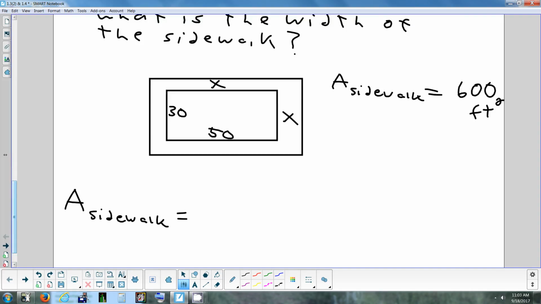Yeah? Find the area of the pool and subtract it from the area of the whole thing, yeah. We'll call this the big rectangle on the outside. So find the area of the big rectangle, and then subtract out the pool. And what you'll be left with is the sidewalk. So that's the equation we want to set up. Now we'll start to fill in what we can. Okay, any questions on that idea?